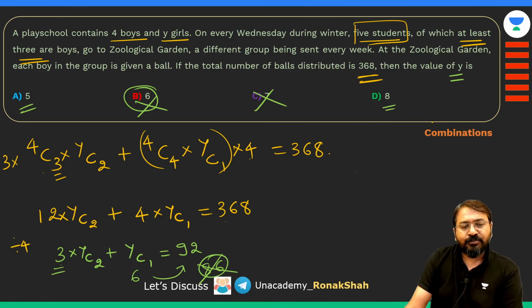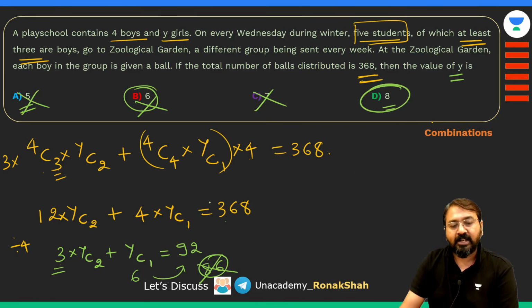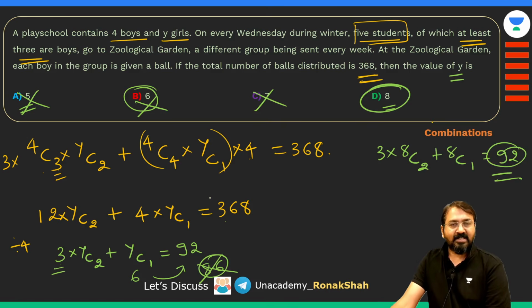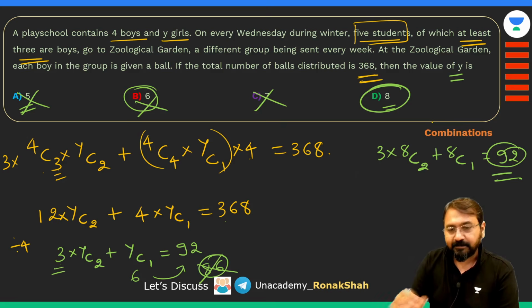It's very easy for you to make out. If I take the y value as 5, then 5C2 is 10, 10 3s are 30, plus 5 is 35. That's a very small number, so it has to be 8. If you take y as 8, you will get 3 into 8C2 plus 8C1. Just check what this value is. Is it coming out to be 92? Of course it has to be. So this is how you should have solved the question.